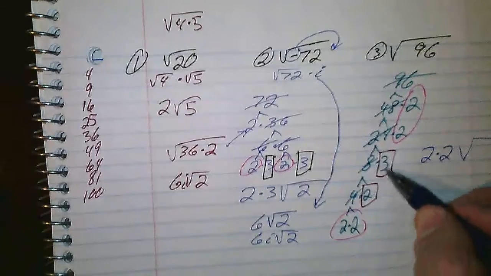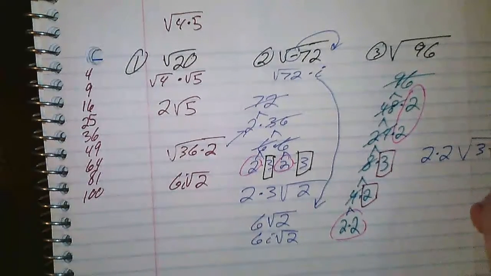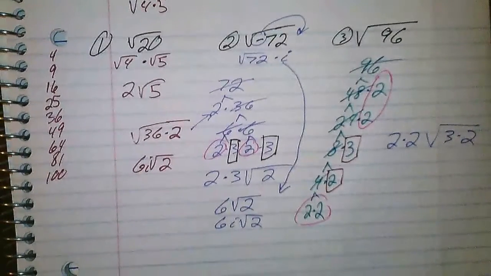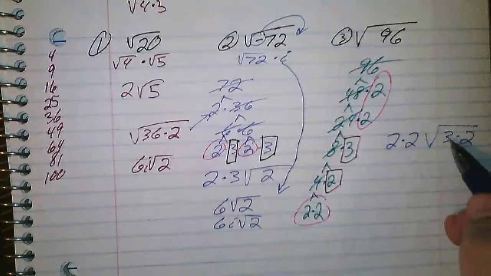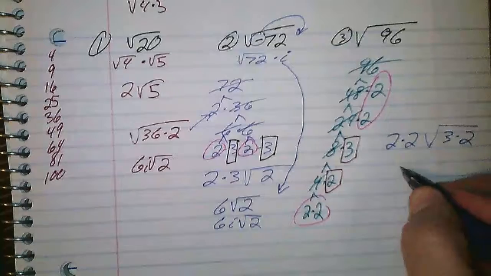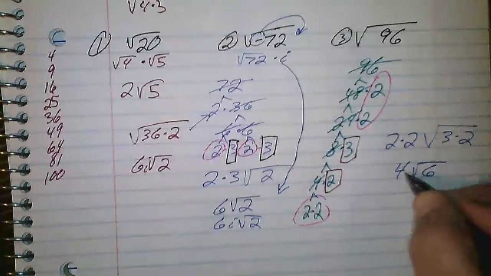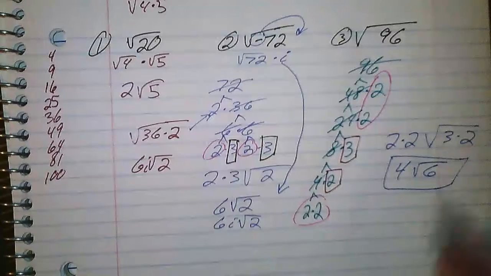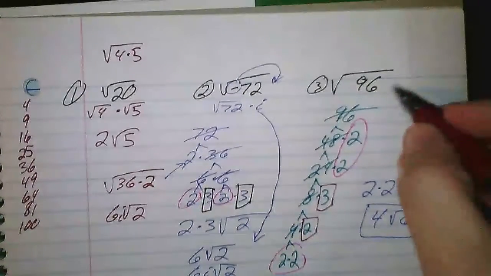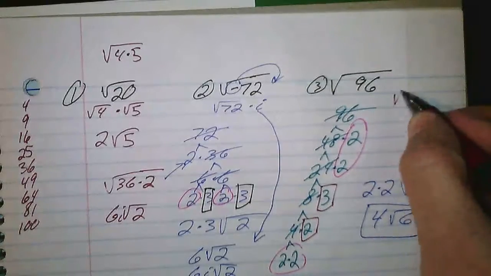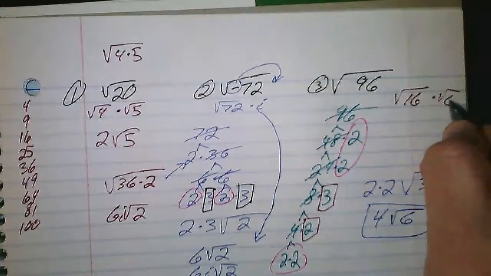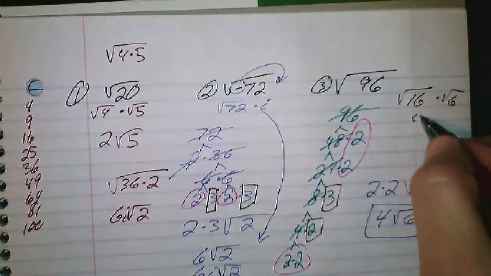What was left on the inside, the pieces that did not have a pair. And again, if we pull out multiple pieces on the outside, and if multiple pieces remain on the inside, we multiply what's there. So 4 root 6 is our answer, which means the other way we could have gone is the square root of 96. The biggest perfect square that goes into that is 16. And the square root of 16 is 4.